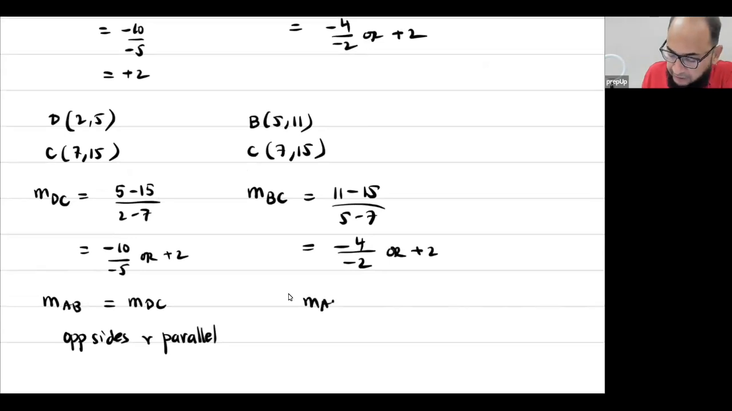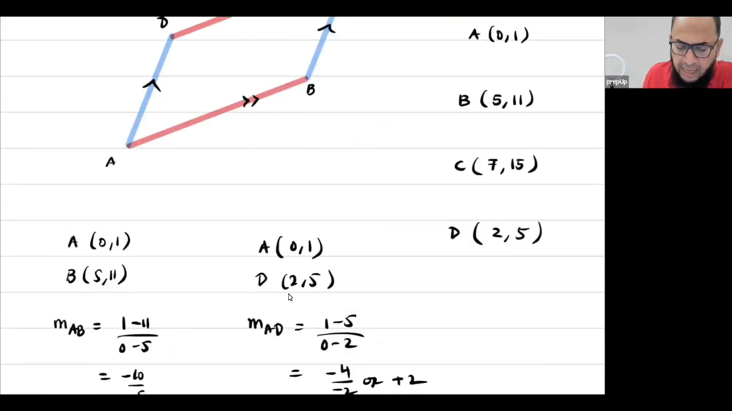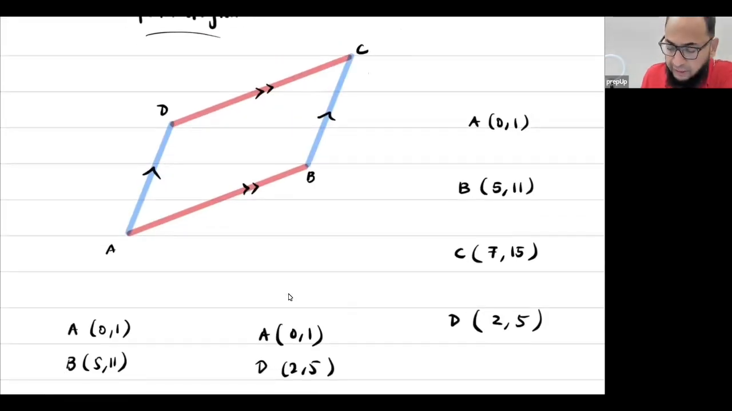AD is equal to BC. Therefore, again AD is parallel to BC. And let me just erase this and write AB is parallel to DC. Similarly, if I calculate the length, it will come out to be the same.